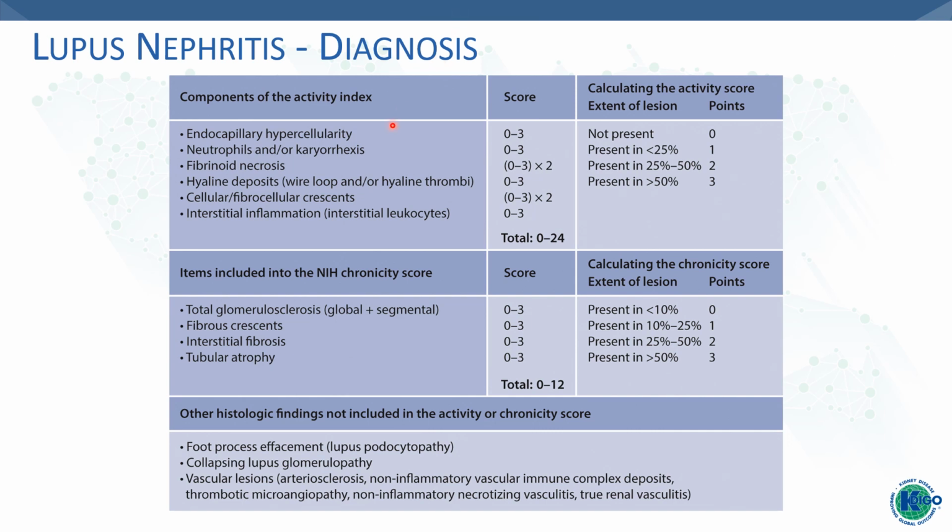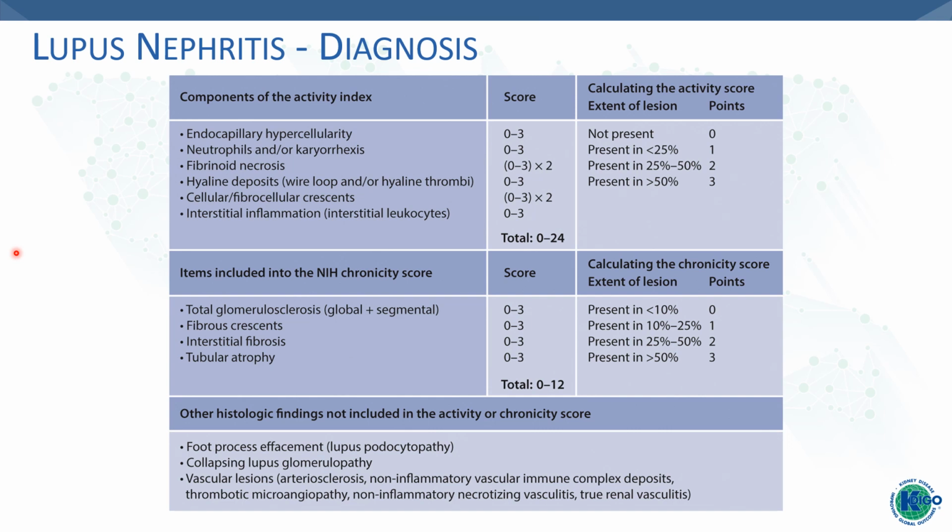Multiple parameters will be indicating the activity index and also multiple parameters indicating the chronicity score. The activity index is out of 24 because for the fibrinoid necrosis it is multiplied by 2, and for the cellular or fibrocellular crescents it is multiplied by 2 also. That's why you will find the activity index has a larger range of numbers than the chronicity score.